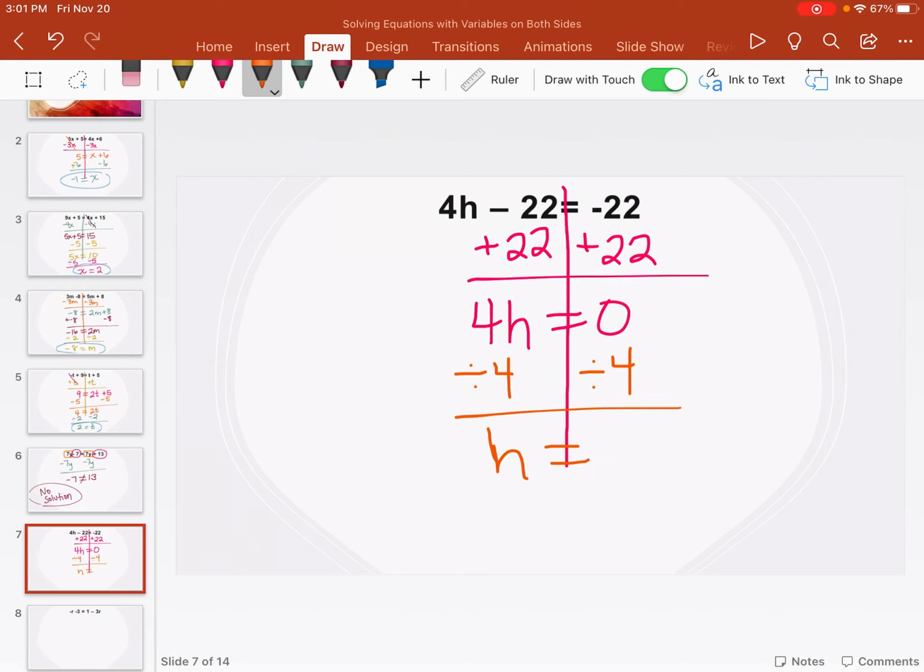h equals 0. That is an answer. 0 is a number. That's an answer. This is not a no solution. The solution is 0. Be really careful. Those are not the same thing.